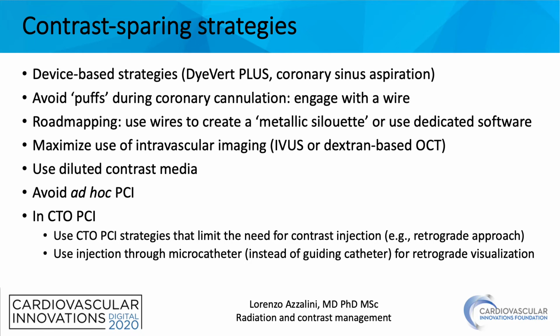We should avoid puffing during coronary cannulation and instead engage the coronary with a wire. We can roadmap it using wires to create a metallic silhouette by wiring key side branches, or use dedicated software. We should try to maximize the use of intravascular imaging, use diluted contrast media, avoid ad hoc PCI, in particular CTO PCI, and in this case, we should strive to use CTO PCI strategies that limit the need for contrast injection, such as the retrograde approach. And for retrograde visualization, we should perform a microcatheter tip injection as opposed to injection through the guide catheter.